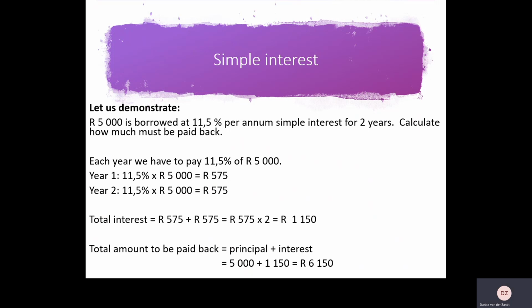So my total interest is 1,150. But my total accumulated amount, which is my principal of 5,000 plus the 1,150, is an accumulated amount of 6,150 Rand. And I do think it's important that we write this very first example down so that when future questions come up, you know what is happening.